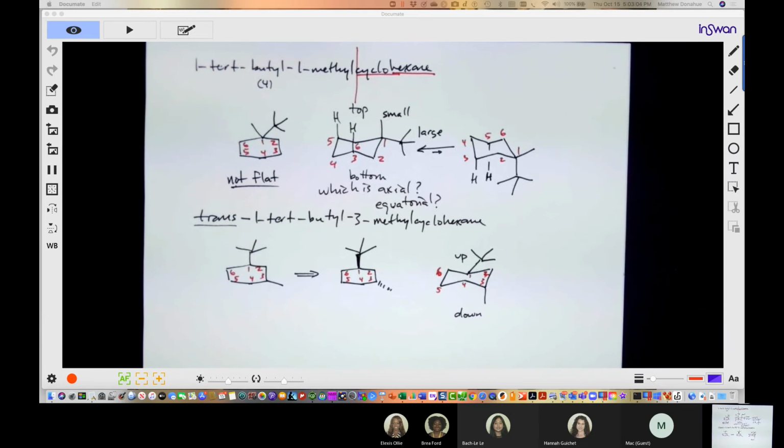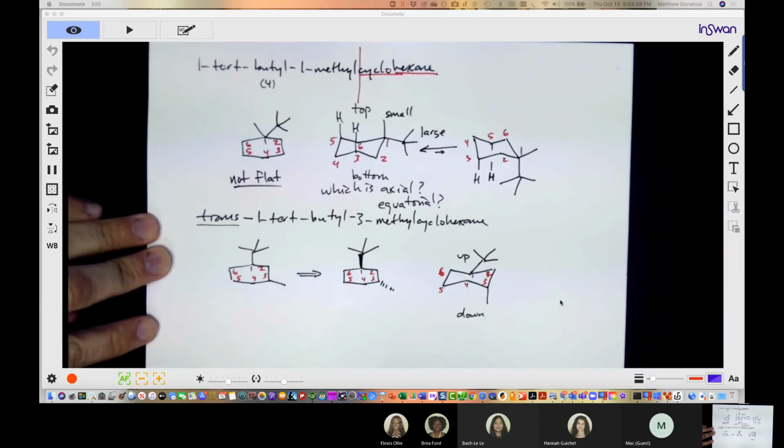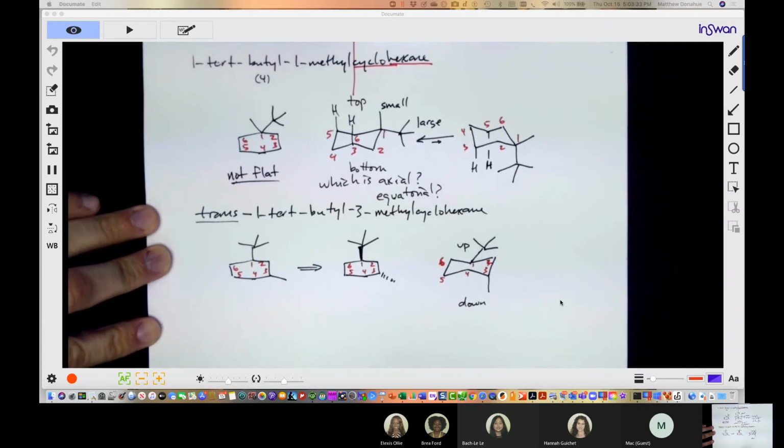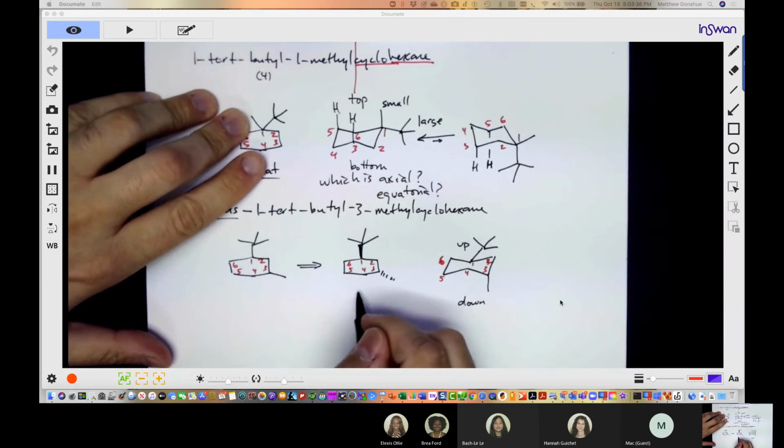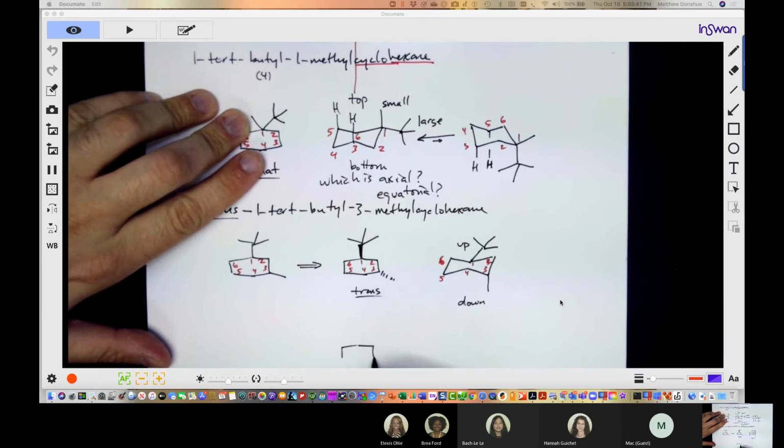So Hannah, I think you said you had a third one. Let's go ahead and do Mac's question, then we'll get to Hannah's next one. So he says, if it were cis, they would both be equatorial. So this is the trans. Let's do the cis 1,3.